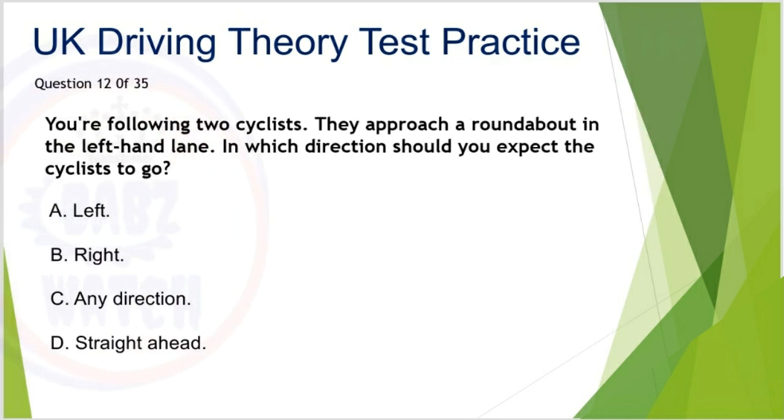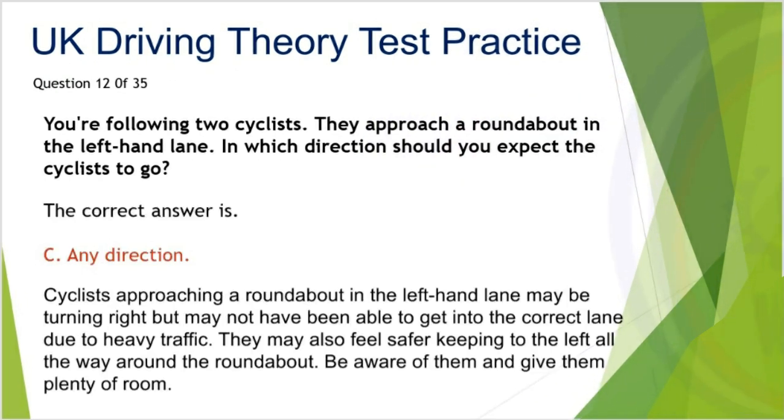Question 12 of 35. You're following two cyclists. They approach a roundabout in the left-hand lane. In which direction should you expect the cyclist to go? A. Left. B. Right. C. Any direction. D. Straight ahead. The correct answer is C.